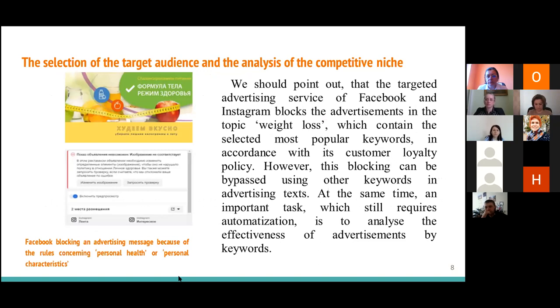We should point out that the targeted advertising service of Facebook and Instagram, in accordance with its customer loyalty policy, blocks advertisements on the topic of weight loss, for example, which contain the most popular keywords. However, this blocking can be bypassed using other keywords in advertising texts. At the same time, an important task which still requires automatization is to analyze the effectiveness of advertisements by keywords.